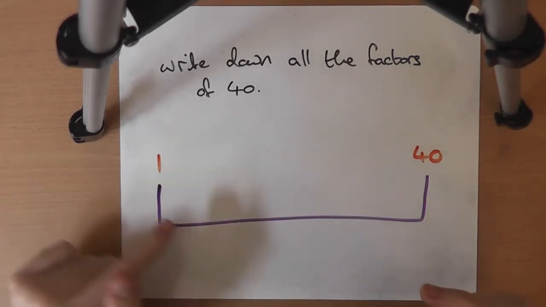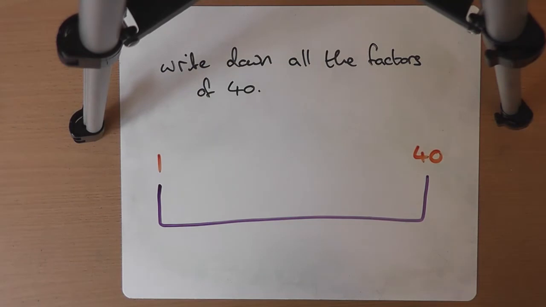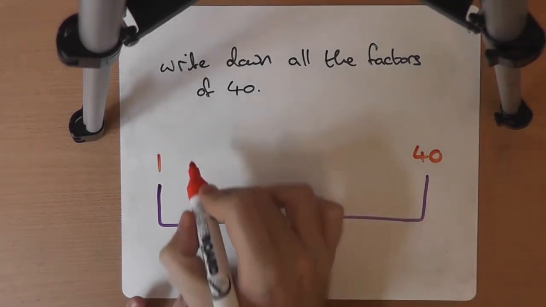So we head down to the 1, and we check the next number up. And the next number up is 2. So we check 2. Is 2 a factor of 40? If we counted up in 2s, would we get to 40? Well, yes, we would. So 2 can go on the list.